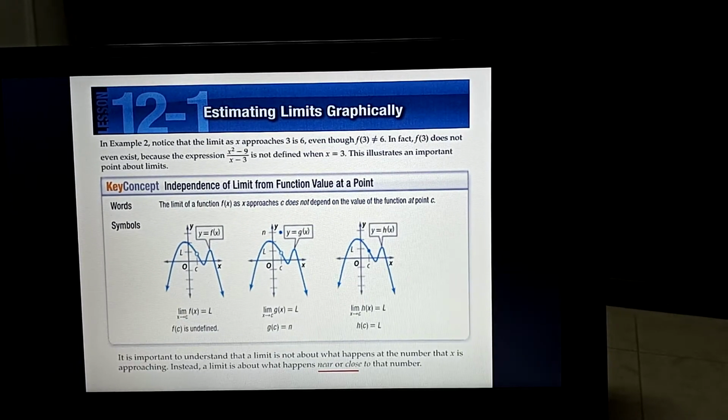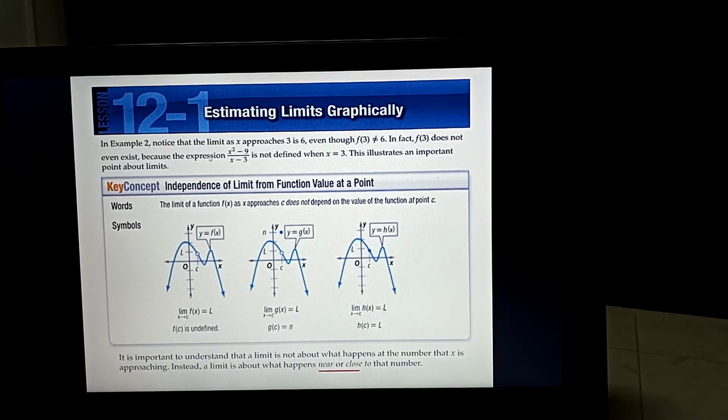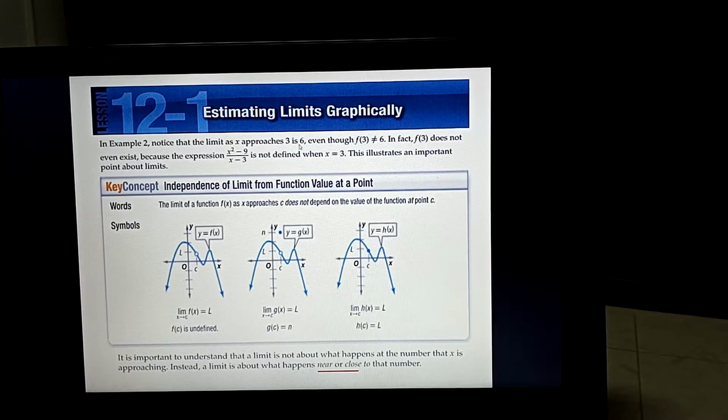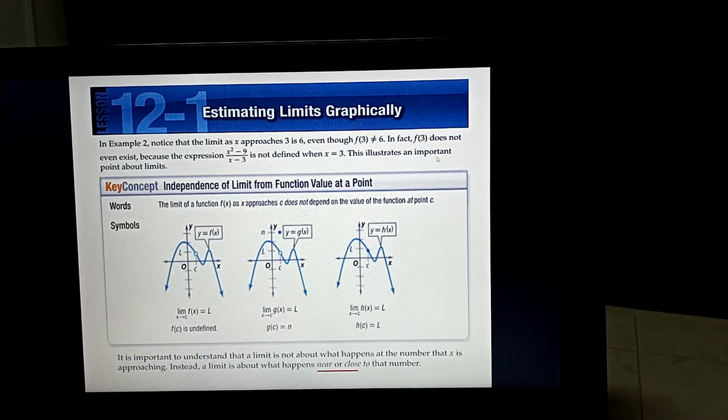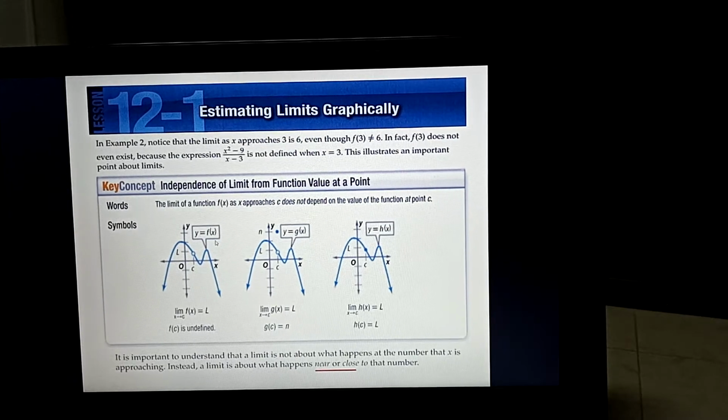As we said in example number 2, notice that the limit as x approaches 3 is 6, even though f of 3 is not equal to 6. In fact, f of 3 does not even exist, because the expression (x squared minus 9) over (x minus 3) is not defined at x equal to 3. It means this is an important point about the limit. Look at the function.